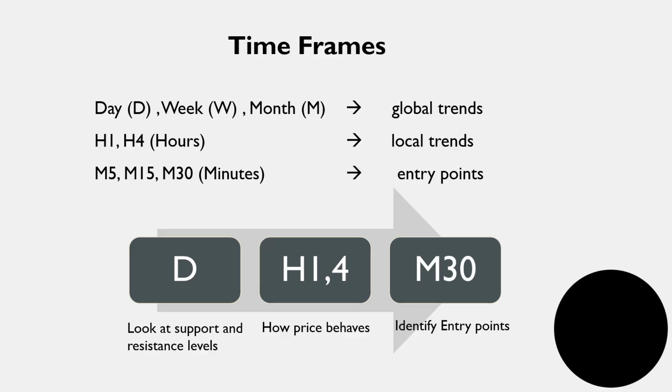Hourly charts, represented by H1 to H4. These help us to identify the local trends within the bigger picture. And the minute charts, in the form of 5, 15, 30 minutes. This is where the actual work happens. We use the shorter time frames to find our precise entry points once the price reaches our key support or resistance level.